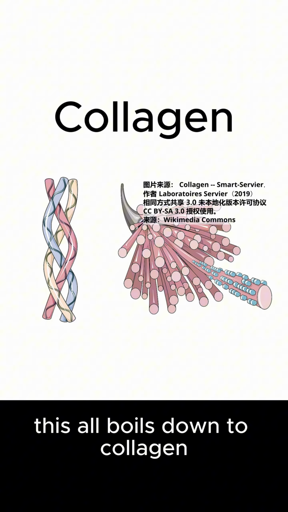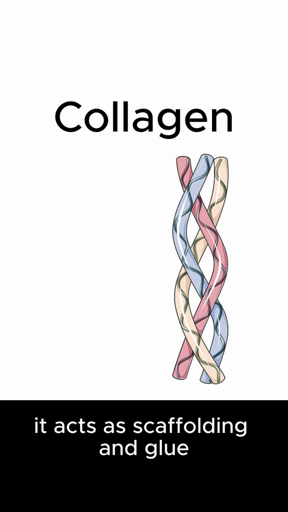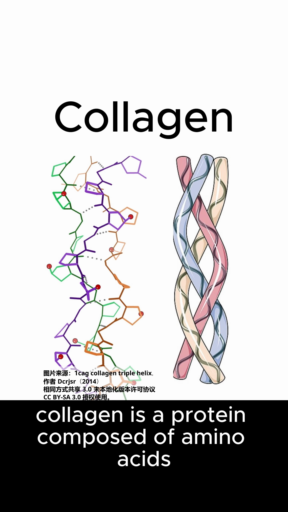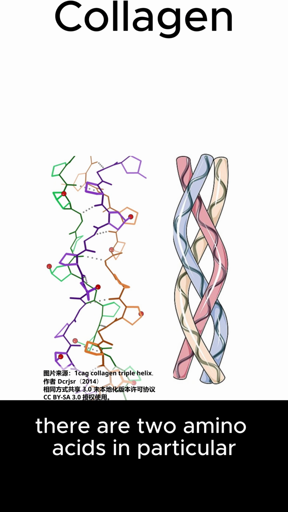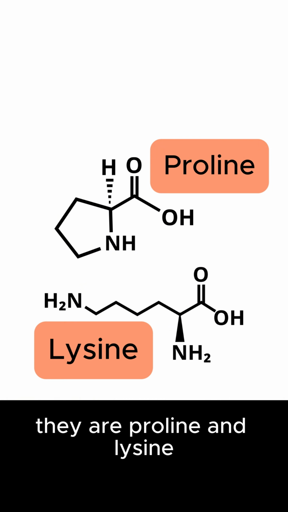This all boils down to collagen, which is a structural support material in your body. It acts as scaffolding and glue. Collagen is a protein composed of amino acids. There are two amino acids in particular that are related to vitamin C here. They are proline and lysine.